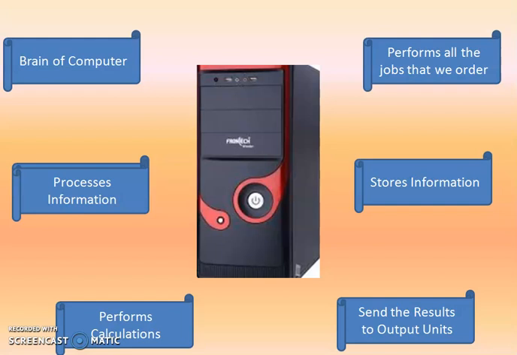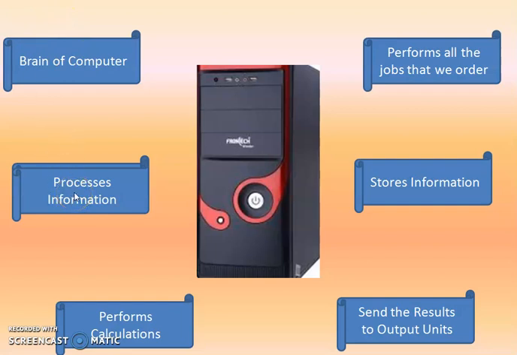If you want to memorize something, again your brain instructs you to memorize it. All the work that your different body parts are doing is instructed or operated by your brain. In the same way, in a computer, all the work that we ask it to do is processed by the computer's CPU. So that's why the CPU is known as the brain of the computer.